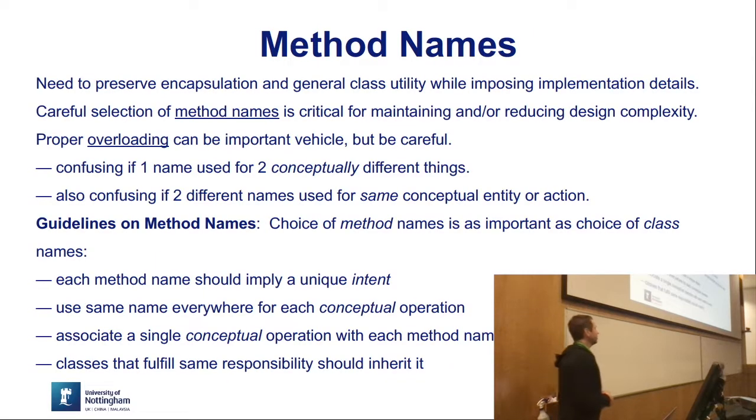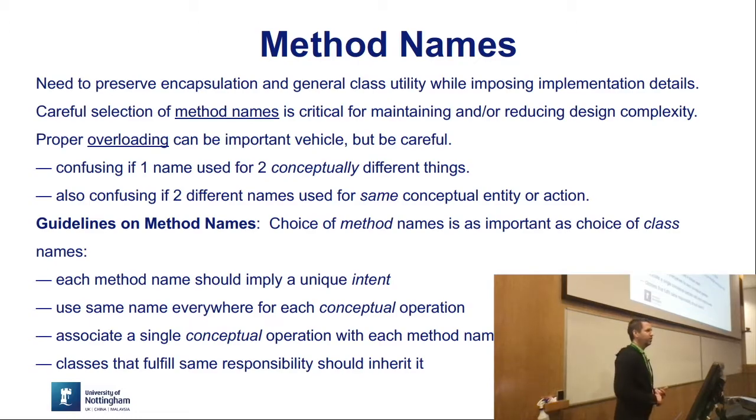Okay, method names. This is something that not many people think about very much. Well, some people do. The people that are really good at writing good code think about this stuff. But if you don't think about it, you're going to run into some big problems. So one of the ideas behind method names is to preserve encapsulation and information hiding. The careful selection of method names is critical for reducing the design complexity, right?